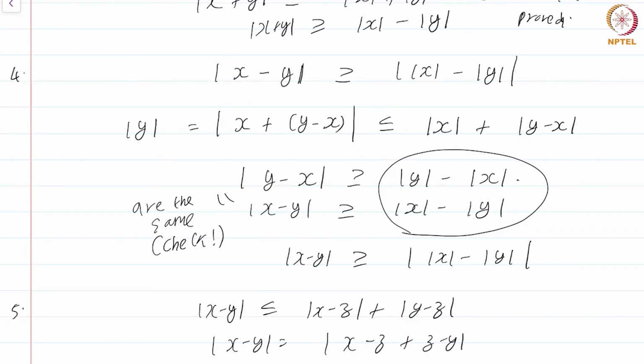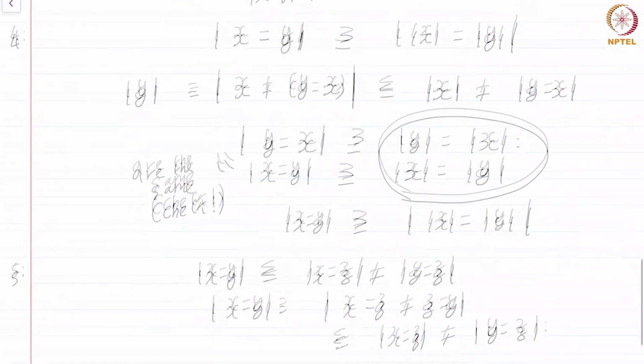And then this will immediately give mod x minus z plus mod y minus z by the triangle inequality, and we are done. So this concludes the proof of these basic properties. Now let me give you an exercise.